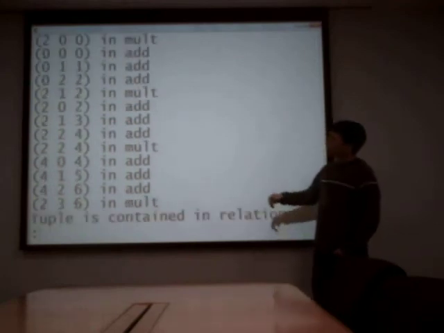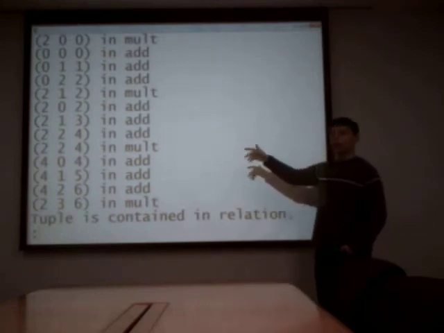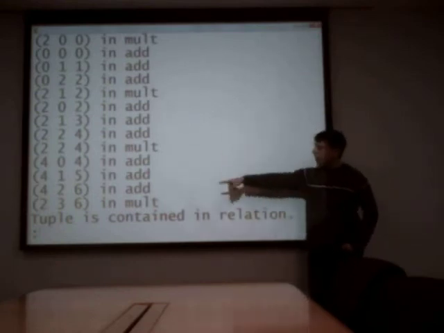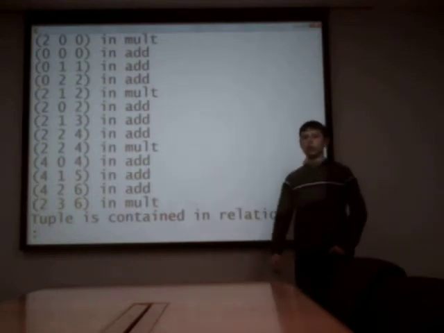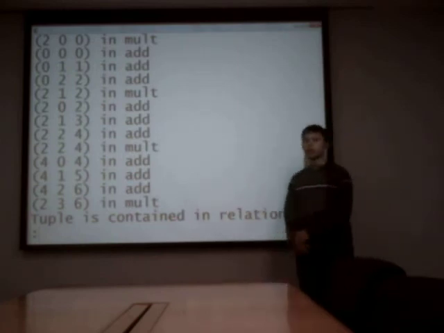Multiplication is more interesting. We sequentially prove a number of statements about multiplication and the addition function, which together lead to a proof that 2 times 3 is 6. So the tuple 2, 3, 6 is contained in the mult relationship.